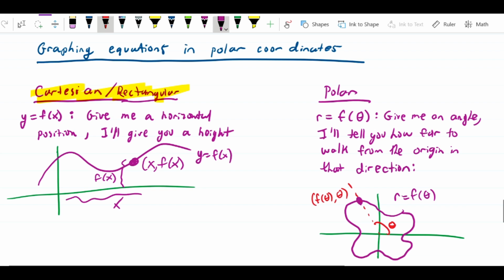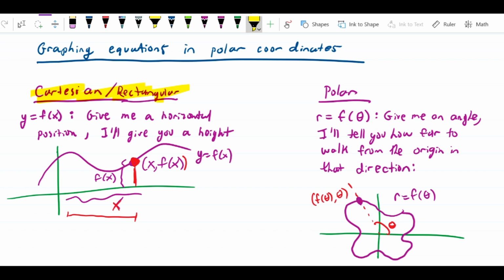So here, I have the point (x, f of x). What it's saying is, if I've walked a distance x to the right, which I've written like that, then I need to walk a distance f of x up from the x-axis in order to get to that point.